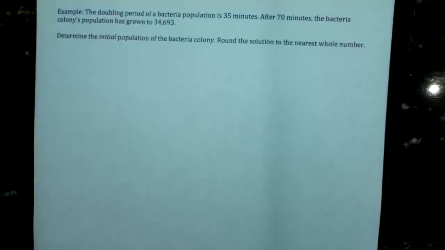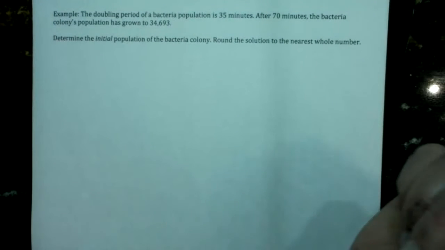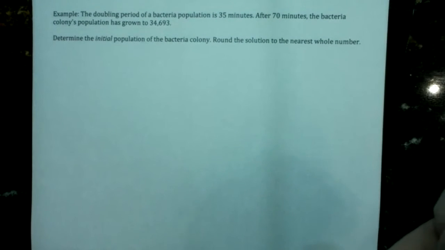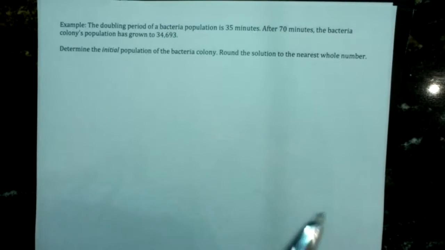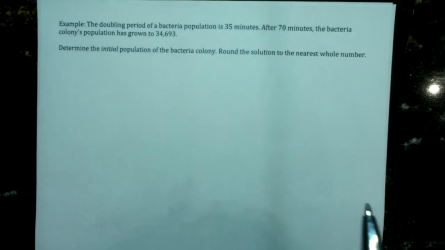The doubling period of a bacteria population is 35 minutes. After 70 minutes, the bacteria colony's population has grown to 34,693. Determine the initial population of the bacterial colony, round to the nearest whole number.